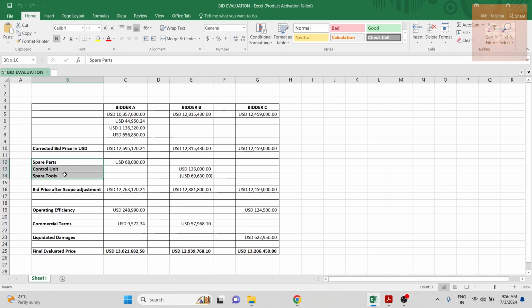Then there are some other sections like spare parts, control units, spare tools, and these are part of the scope. Adding these different scopes, we'll have the total bid after these scope adjustments. Then there is something called operating efficiency, commercial terms. This is specifically for this project. It doesn't mean that for every project this will be the same thing. For other projects, there will be different sections, different items.